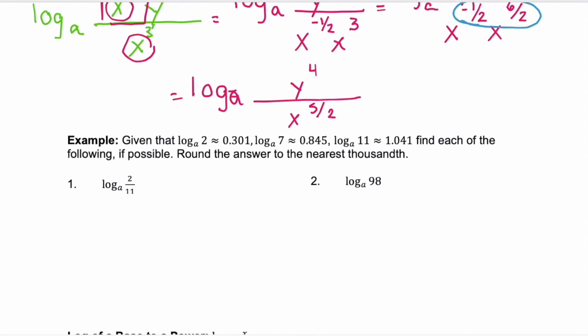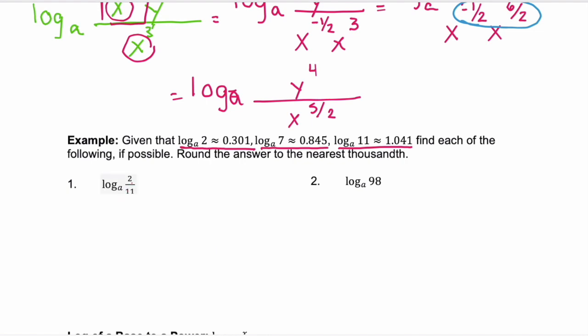This next example, we're given some approximations for different logs, and we need to use the rules that we've learned in order to evaluate these two examples. So we're told that log base a of 2 is approximately 0.301. Log base a of 7 is approximately 0.845. And log base a of 11 is approximately 1.041. And we're asked to find each of the following, if possible. And then we need to round the answer to the nearest thousandth.